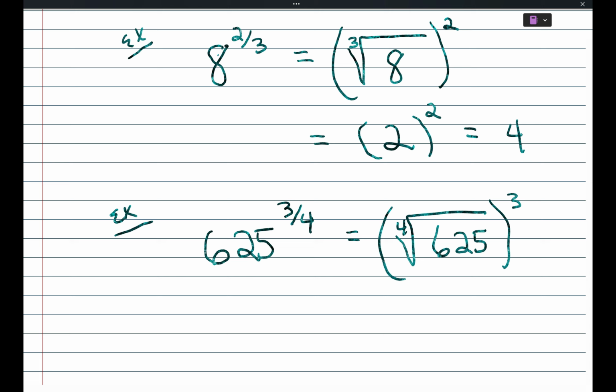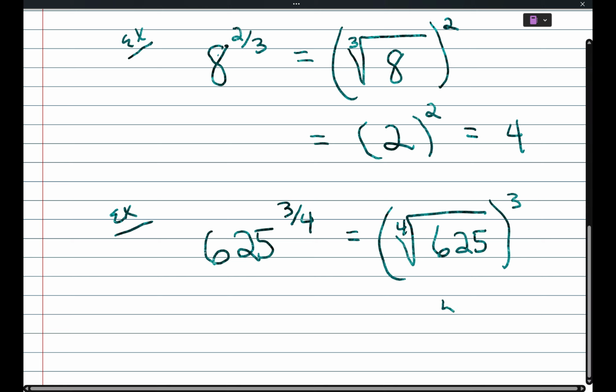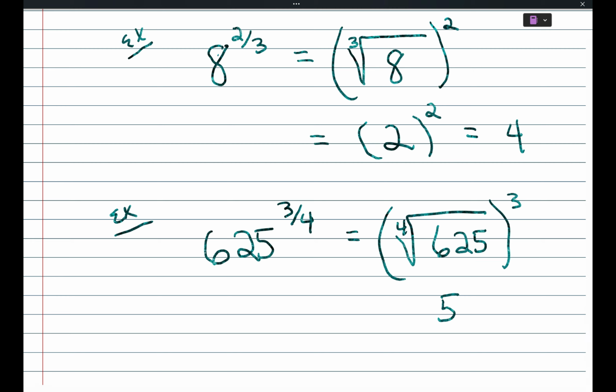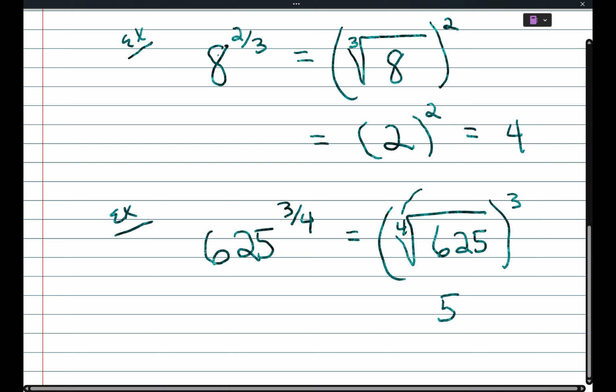It'll actually be 5, right? 5 times 5 times 5 times 5 gets you 625. So be very careful. Don't make mistakes like I did. Pay close attention to the index. I was thinking about square root when it's actually the fourth root. So the fourth root of 625 is 5.